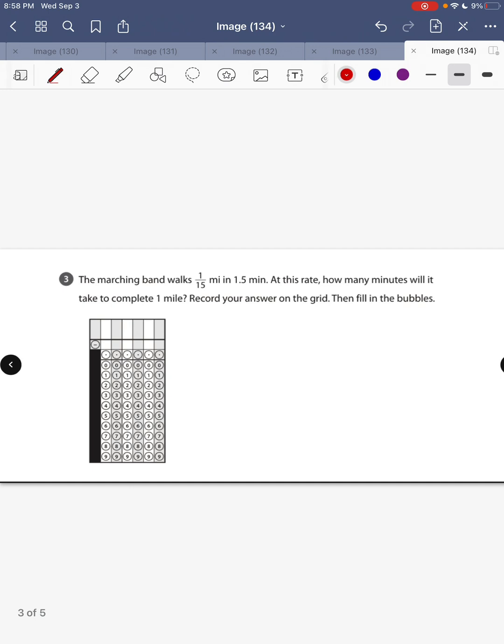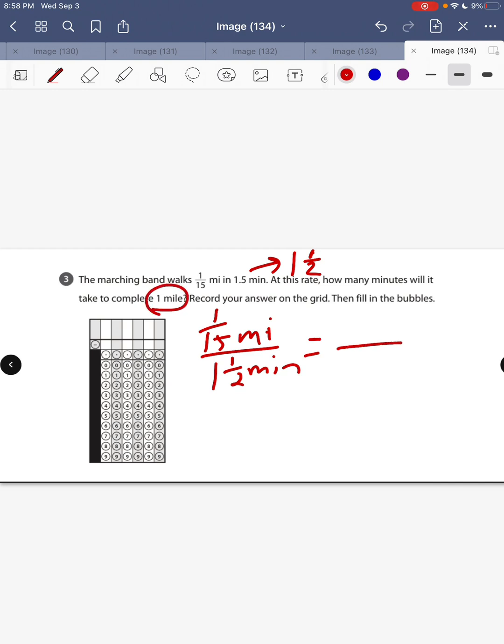Okay, number 3. The marching band walks 1/15 mile in 1.5 minutes. At this rate, how many minutes will it take them to complete 1 mile? So, first of all, let's go ahead and make 1.5 the same as 1.5. I think that's going to be the easiest way to do it. So 1/15 mile. And these both are MI, so be careful how we label it. In 1.5 minutes. And we need to see, at this rate, how much will it take them to complete 1 mile. We want this per 1 mile.